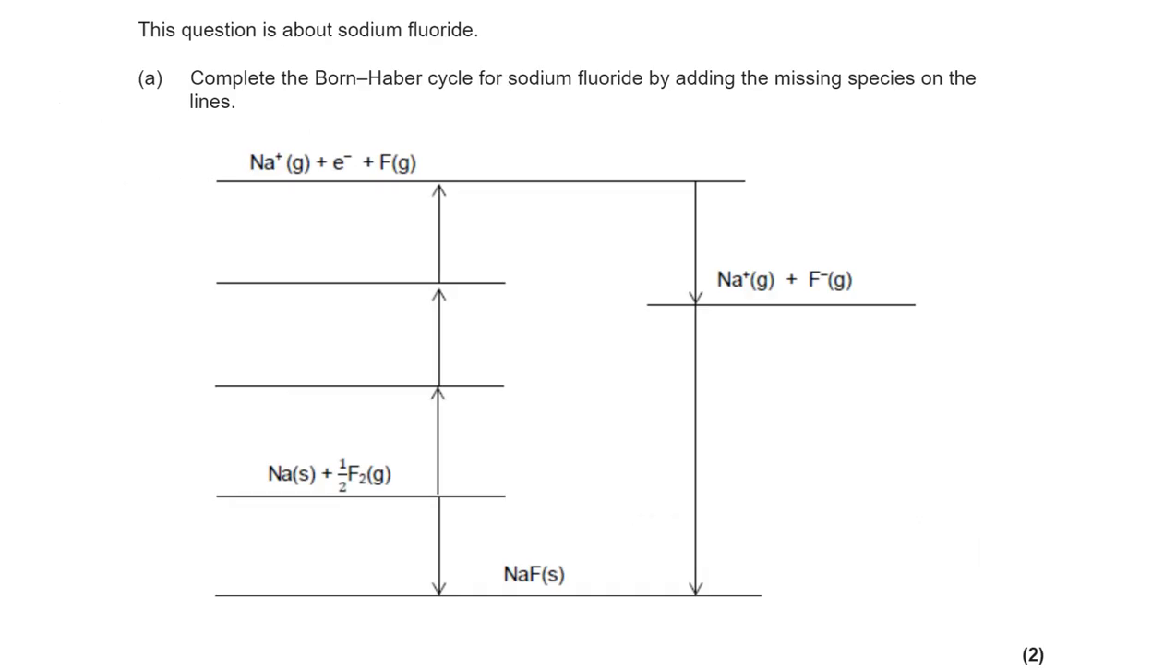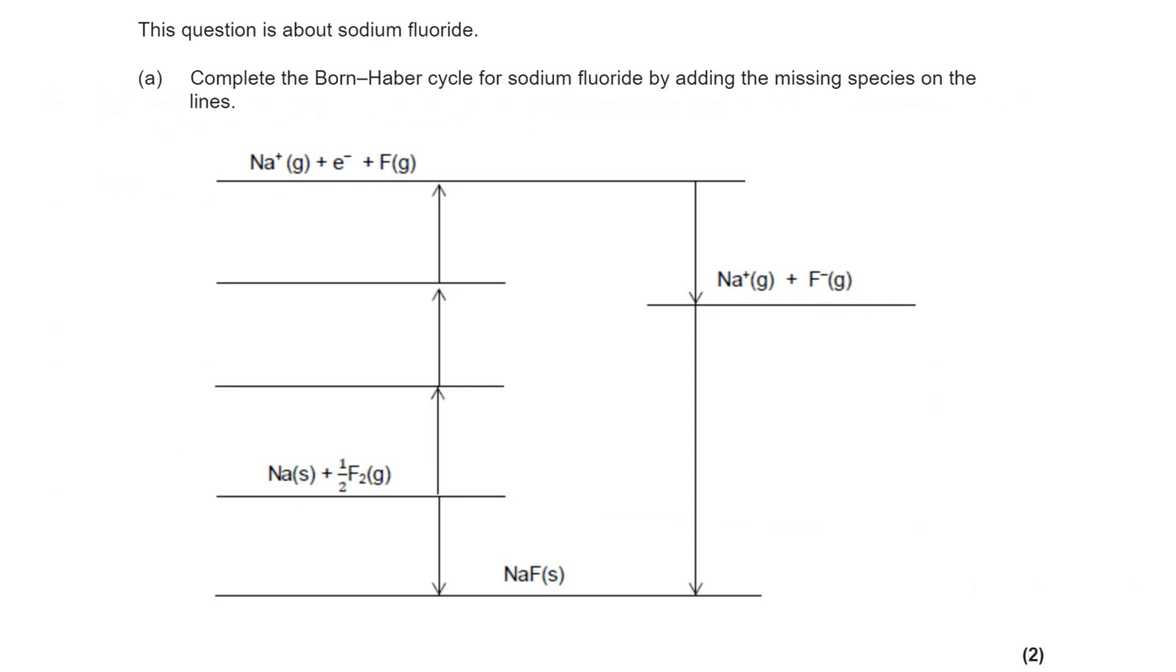So if we take a look at part A, where we're completing the Born-Haber cycle, you have got to remember that in a Born-Haber cycle there is only one change made on each step. So at the moment I can see that I've got solid sodium and half F2 gas, and over the course of the steps that are taking me up to the top line I have got to atomise and then ionise the sodium. So it makes sense to atomise each of the two components.